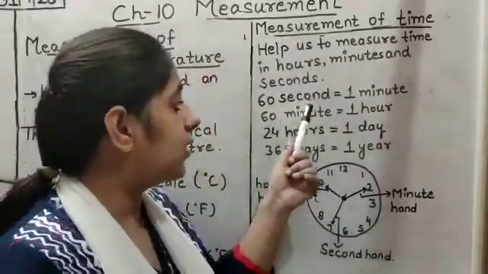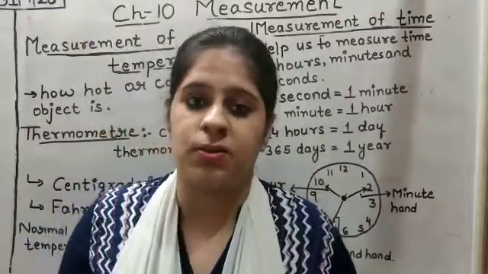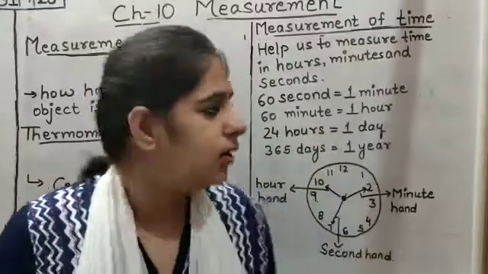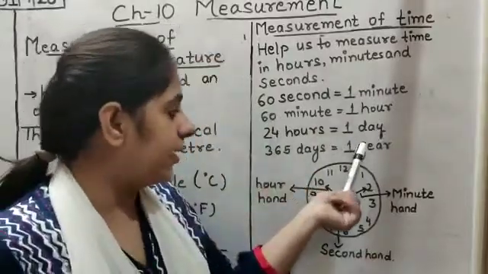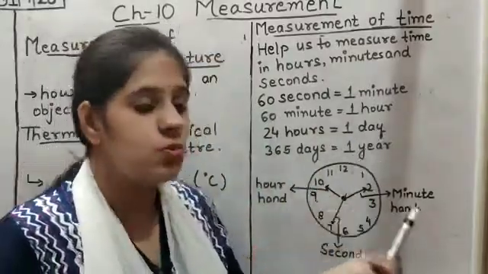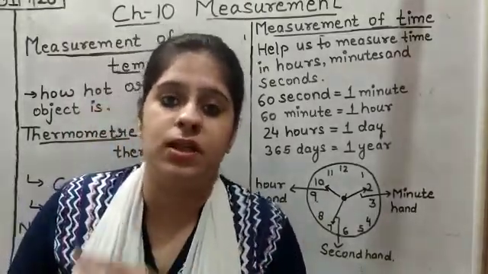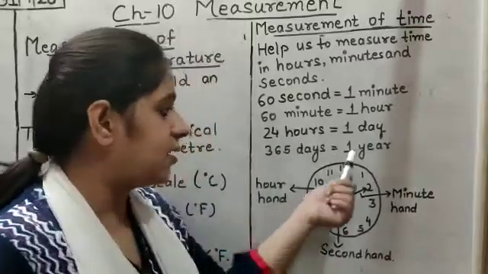As you all know, 60 seconds is equal to 1 minute. 60 minutes is equal to 1 hour. Then 24 hours is equal to 1 day and 365 days is equal to 1 year. Sometimes it is 366 days when there is a leap year. So 365 days is 1 year.